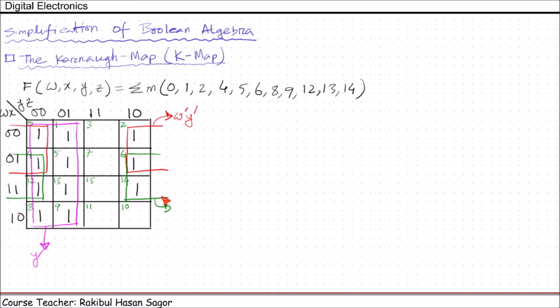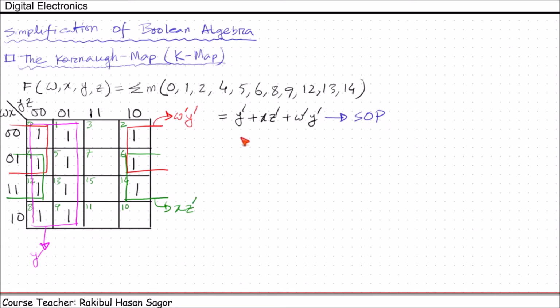Now let's name this green box. We have w equal to 0, w equals to 1, ignore w. X equal to 1, x equal to 1, so write x. We have y equal to 0, y equals to 1, so ignore y. We have z equal to 0, z equal to 0, so write z prime. So the naming of all boxes is done. So the simplified version of this function becomes y prime plus xz prime plus w prime y prime. This is in sum of product form.